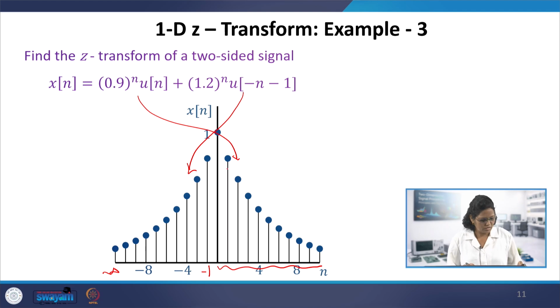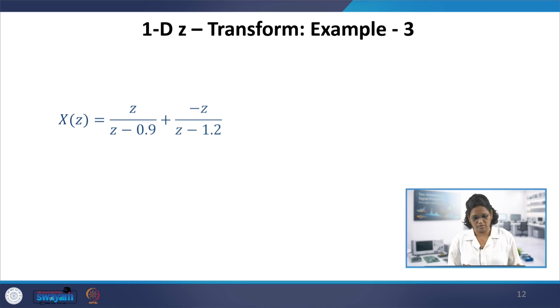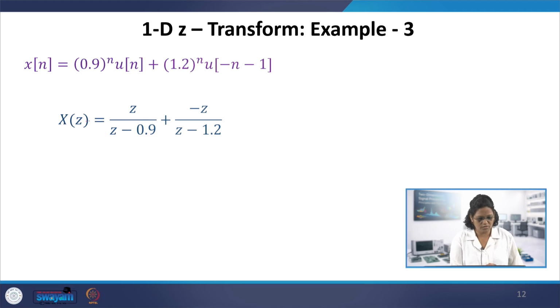So what is the region of convergence, and what is the Z transform for this case? If we take this sequence, x of z is z by z minus a, where a is 0.9. We can take that directly from the first example, plus z by z minus a, where it was minus in the second example. We have taken the plus, so the amplitude is positive. If you do the same process, it is minus z by z minus 1.2. So this sequence is a summation of these, and what is the region of convergence for this case?